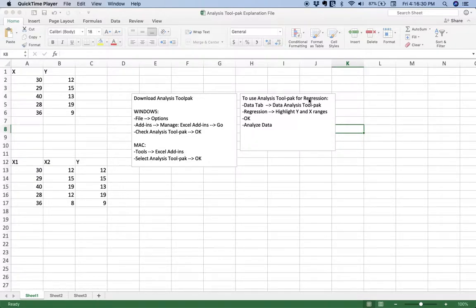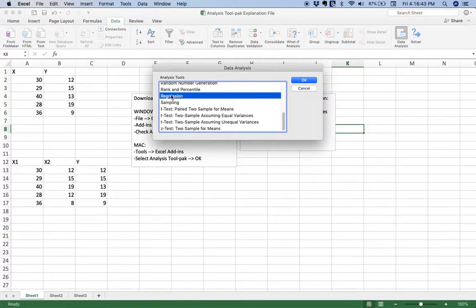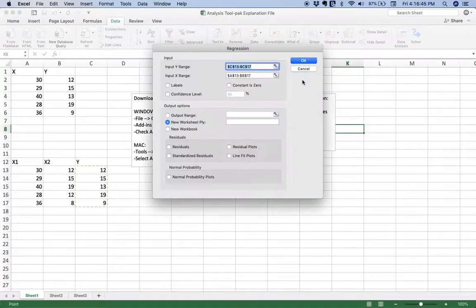And then simply what we're going to do when we use the analysis tool pack for regression is that we're going to click on the data tab right here. On the far right, you're going to see we have a data analysis right here. So we're going to click the data analysis. We have a regression section. We're going to click regression. And then you can see that depending on which set of data that I'm interested in, I'm going to highlight a Y range, then click here, highlight an X range, and then just click OK.